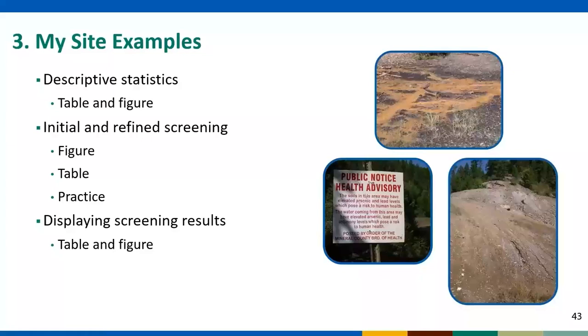The left picture shows a sign stating that the soils and water in the area could pose a risk to human health. The mine itself actually had a lot of brown runoff, shown in the far right picture. And the middle bottom picture shows the mine tailings that are still on the site in these huge piles.